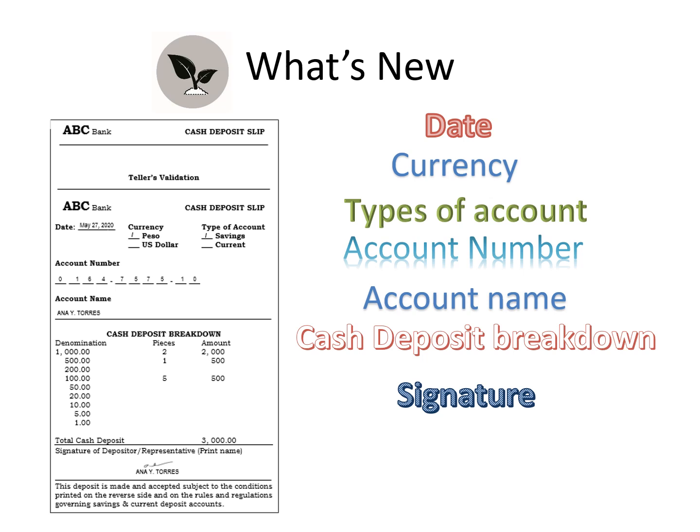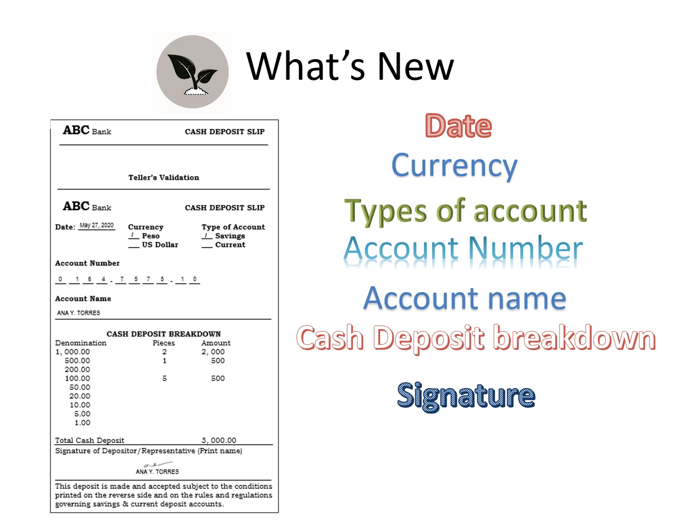Okay, and then the next one is we have the account number. So, ibig sabihin, ito yung number ng iyong passbook. And then your account name, yung pangalan ng depositor o yung may-ari ng account ng passbook. Okay? And then we have the cash deposit breakdown. Okay, so as you can see, meron siyang denomination. So 1,000, 500, 200, 100, 50, 20, 10 pesos, 5, and 1.